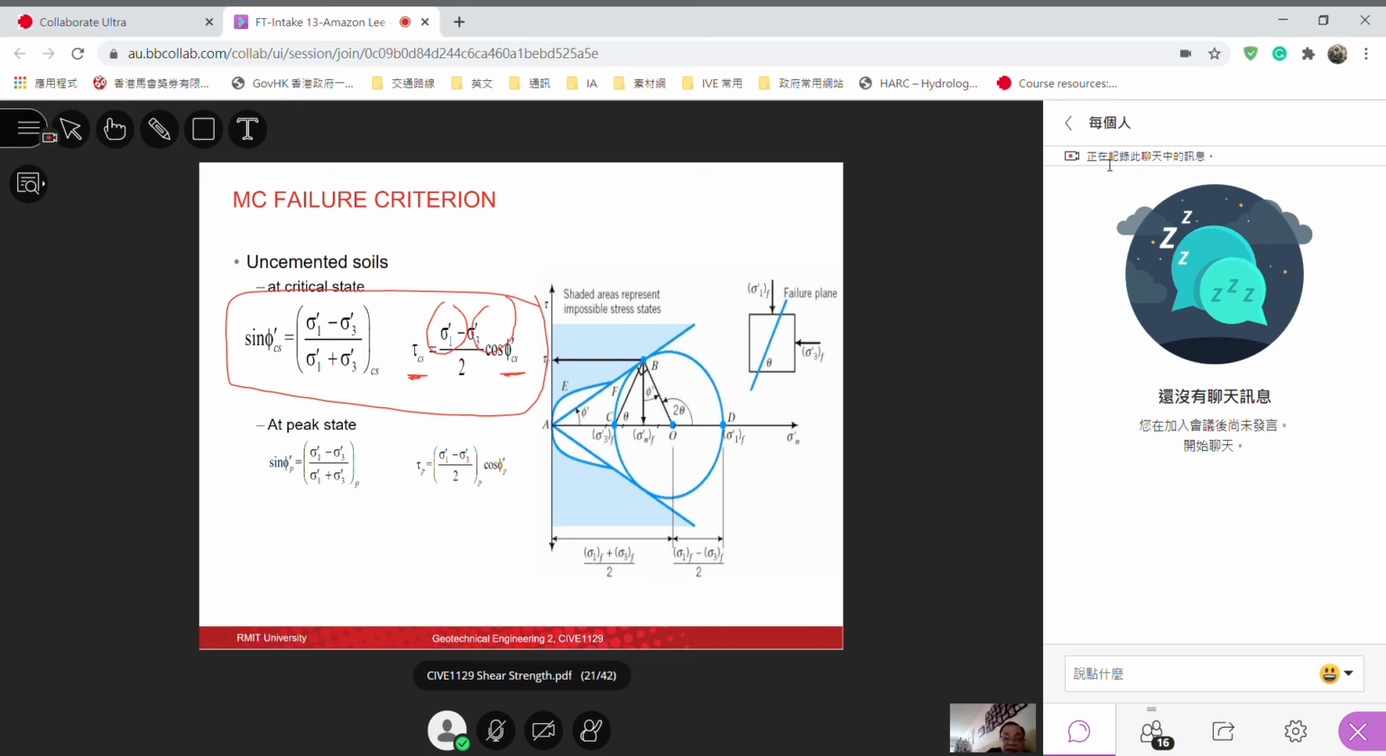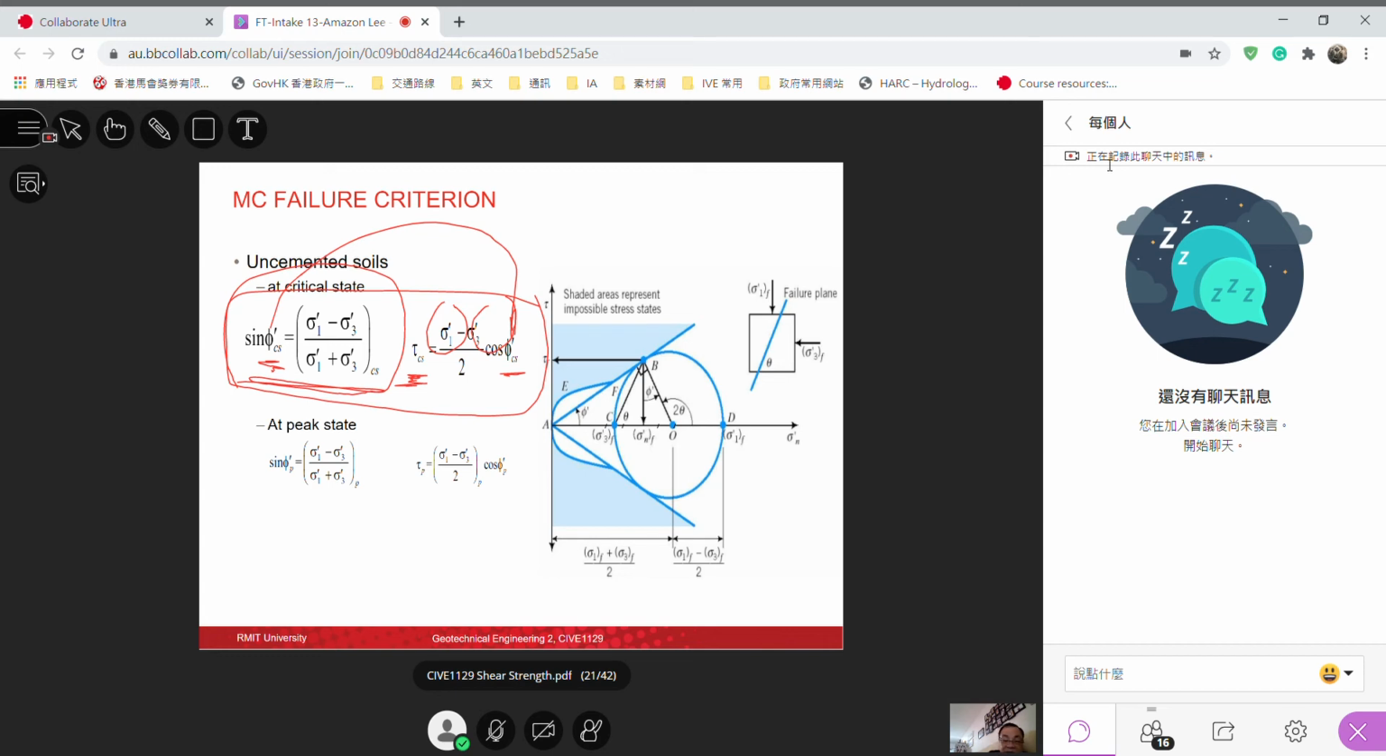You can use this equation to calculate the angle of friction at the critical state or the peak state. And once you find this angle, then you substitute in here. Then you can find the maximum shear stress along the potential failure plane.